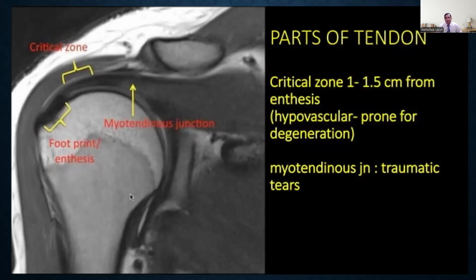If there is an injury of the tendon at the musculotendinous junction, then it is usually traumatic. So the type of tear and the location of the tear will tell you where the tear is and why, what is the mechanism, so that you can treat it accordingly.